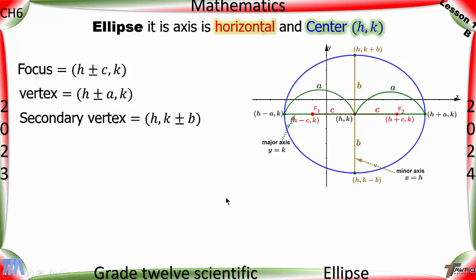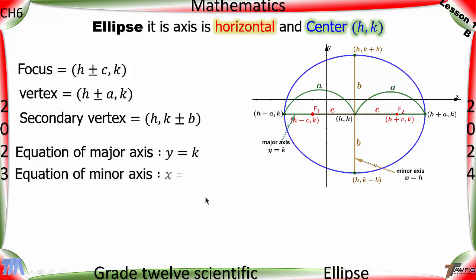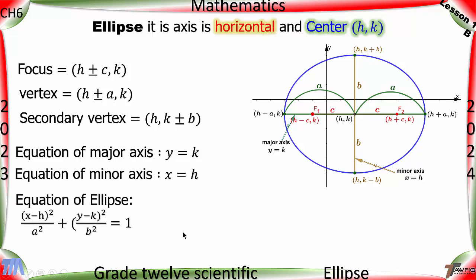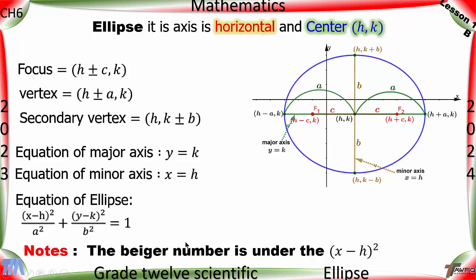And the equation of the major axis is y equals k, and the equation of the minor axis is x equals h. And the equation of an ellipse is (x - h) squared over a squared plus (y - k) squared over b squared equals 1. And be careful, every time the bigger number is under the x minus h, because a squared is under (x - h) squared.